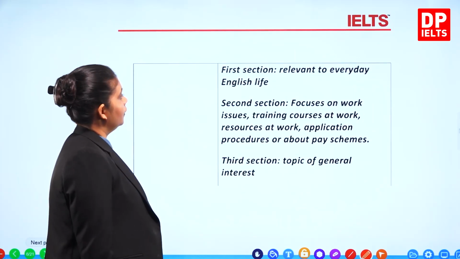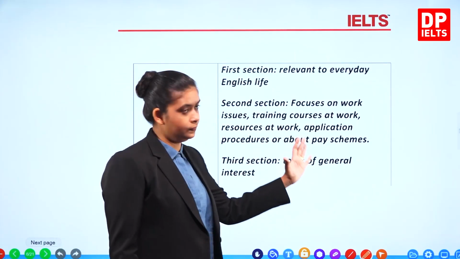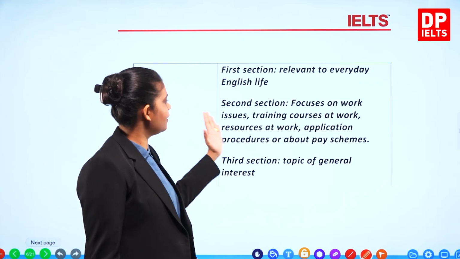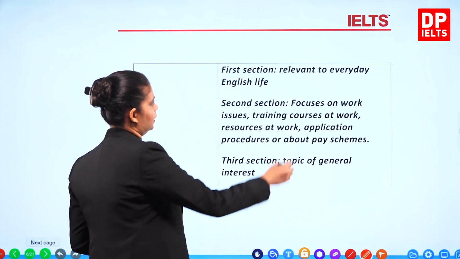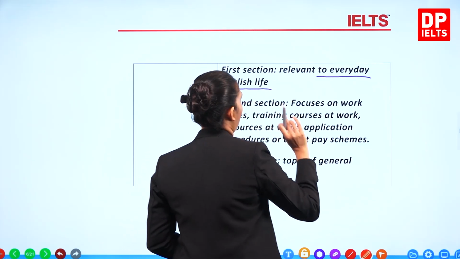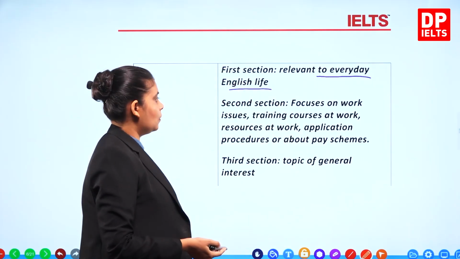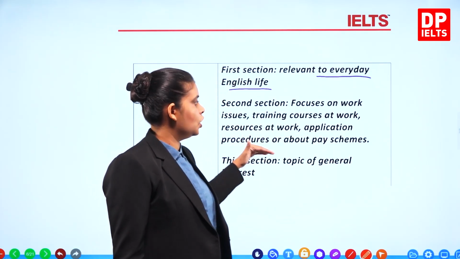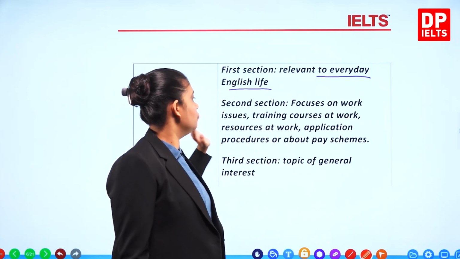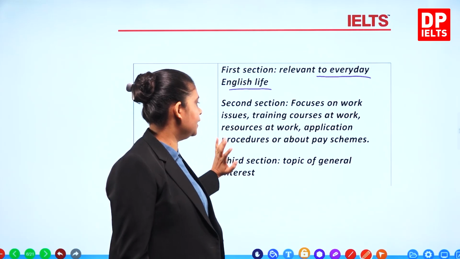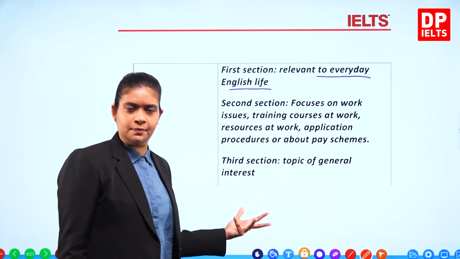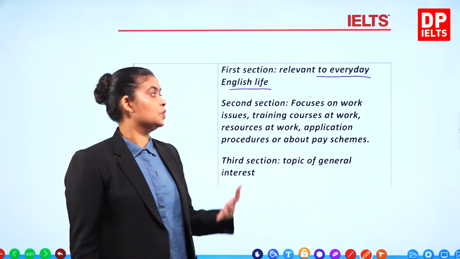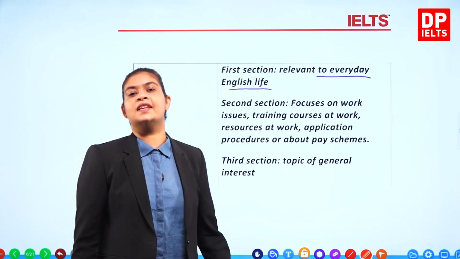Right, so let's have a look at this if you're a general candidate, okay. The first section is relevant to everyday English life. But the second section focuses on work issues: training courses at work, resources at work, application procedures, or pay schemes usually. Part 3, topics of general interest. So if you're doing general, these are the 3 sections that could come up.